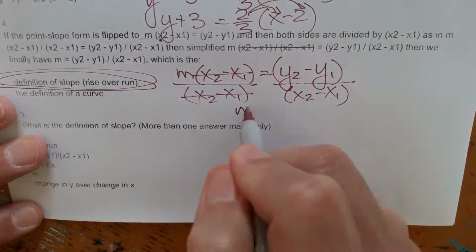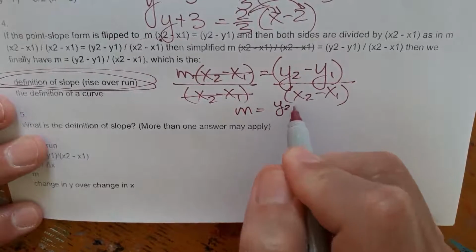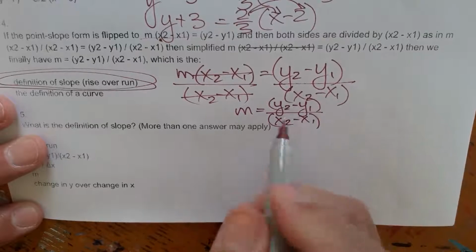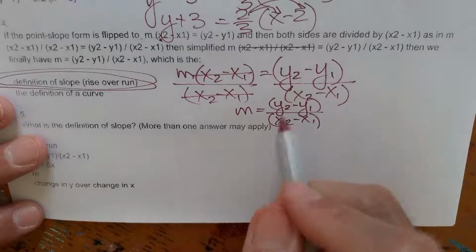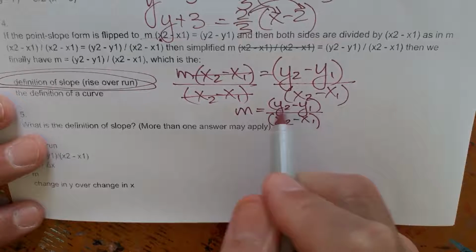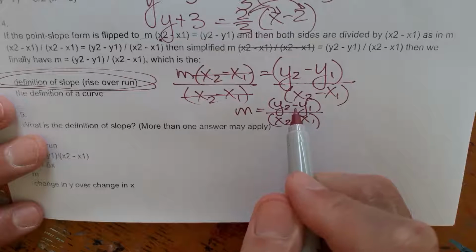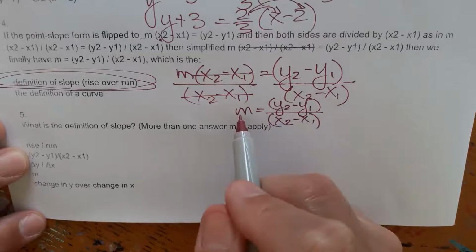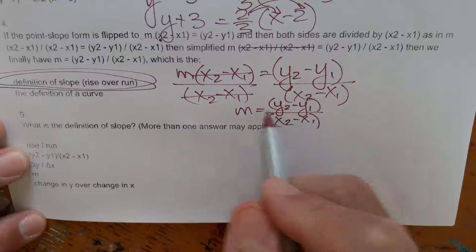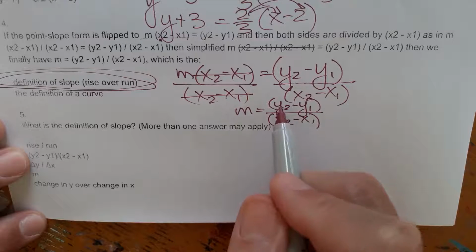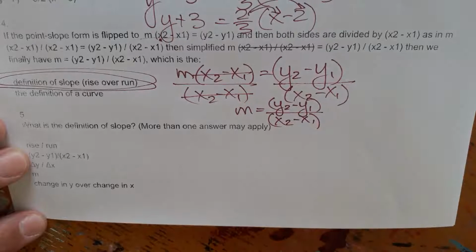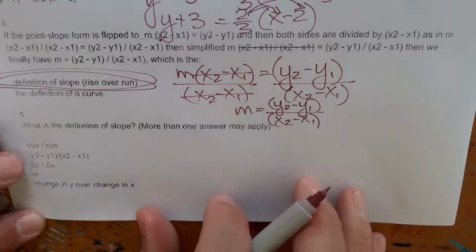So you're left with just m on the left, and this repeats down here, y2 minus y1 over x2 minus x1. And what is this? This is the actual definition of slope. It's rise over run. And remember, rise is controlled by the y's, or y2 minus y1, and run is controlled by the x's, so x2 minus x1. So this is slope m, rise over run, otherwise known as delta y over delta x, or change in y over change in x, etc. Interestingly enough, the point-slope formula comes from the definition of slope or vice versa, whichever way you want to go about this.